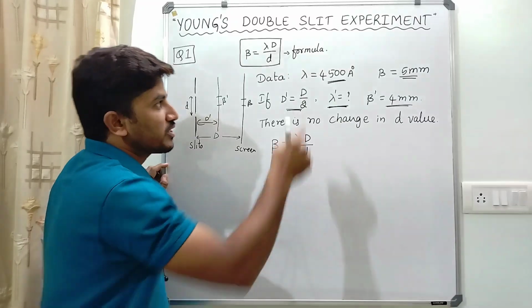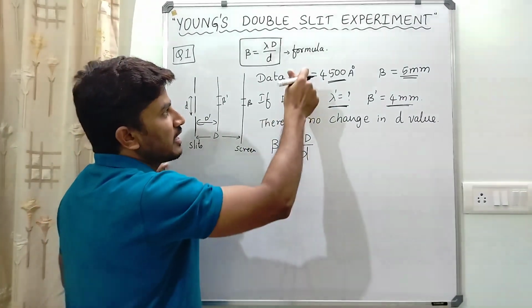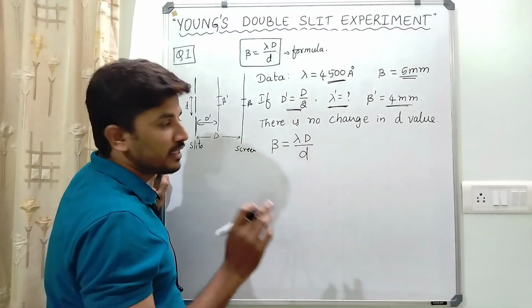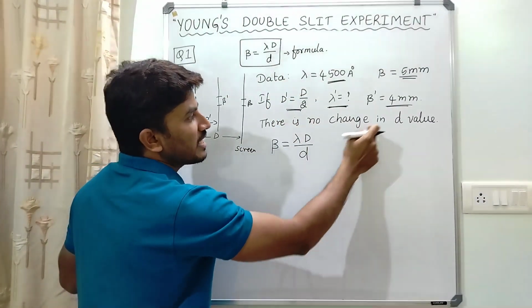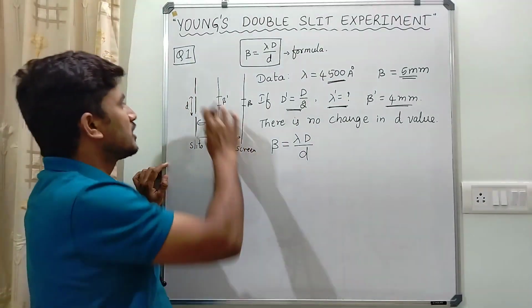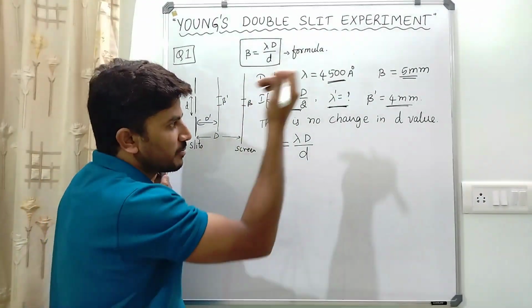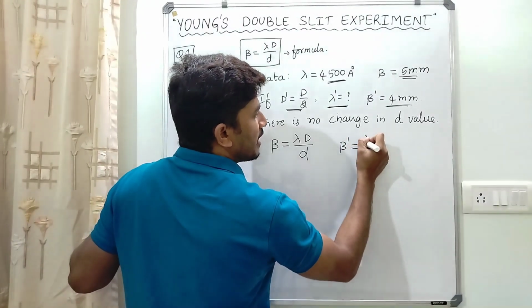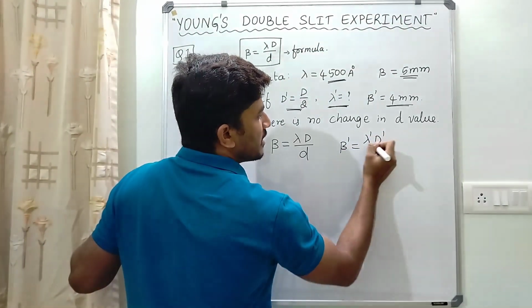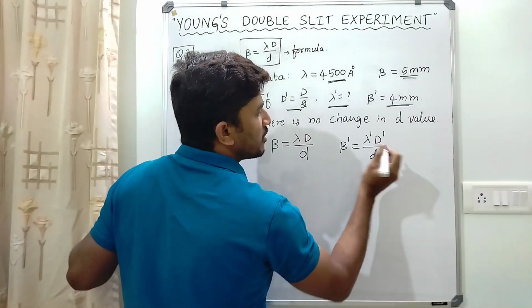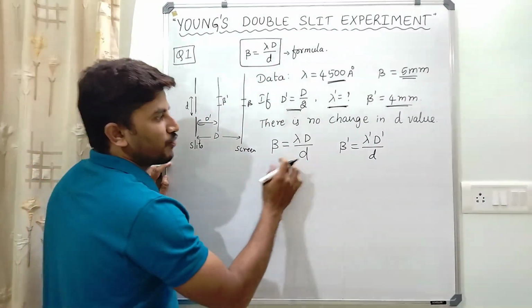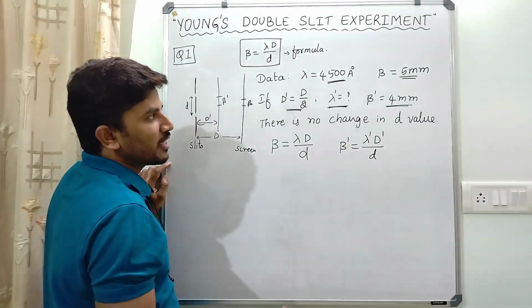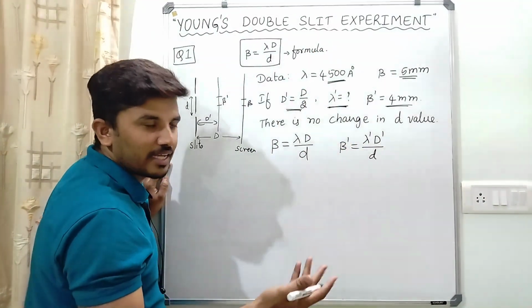This is for the first case. Here we have two cases, because lambda is changing, beta is changing, capital D is changing, but there is no change in the value of small d. Slit separation is not changing. Second case: beta dash is equal to lambda dash, D dash, and small d is not changing. If I divide these two, d will cancel out, and I can substitute the values and find the answer.